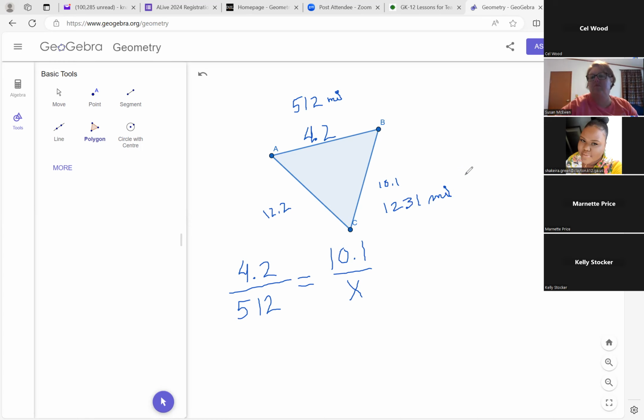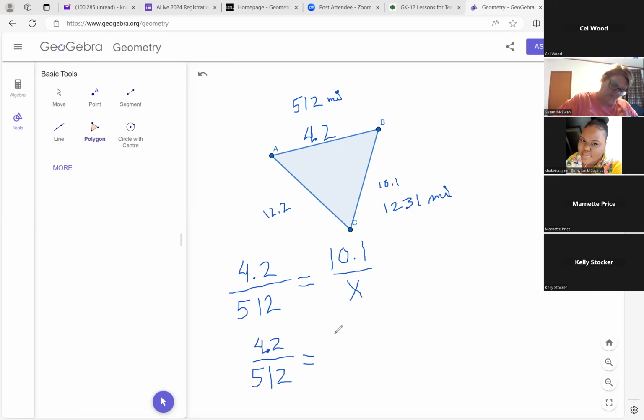Okay, and now if you're watching the recording, I want you to pause the recording right now and see if you can set up the next proportion. And then turn the recording back on and see if you got it right. Okay. Last thing I need to find is AC, the segment AC, but we're still going to use the proportion, or the ratio, that we're given. One word, rate that we're given, 4.2 centimeters to 512 miles is what we were given to begin with.